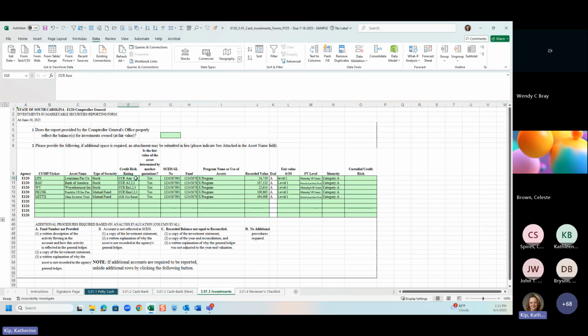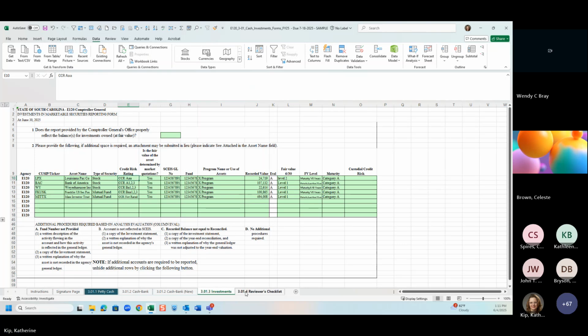So you might have one person come in and say this investment is worth $1 million. And you might have another appraiser say, well, I think it's worth 1.1. So the levels are about the risk associated with the value. Level 1 is the most solid value that you can get, and level 3 is the least solid value you can get. There could be some change in that value.